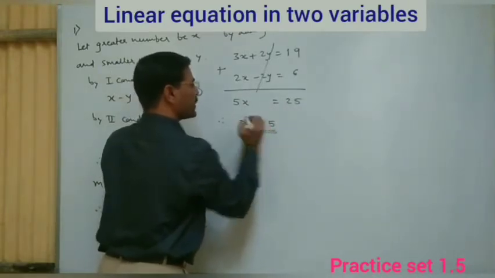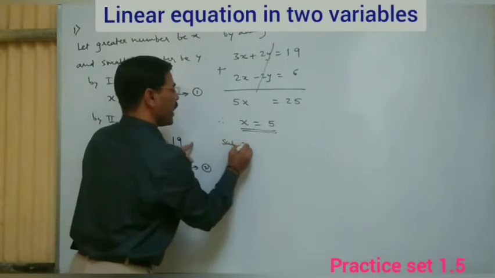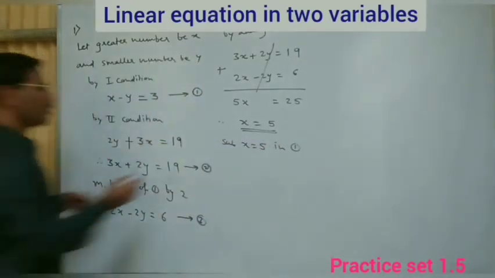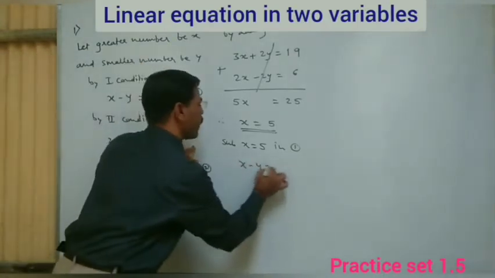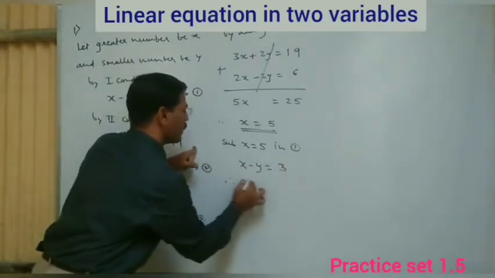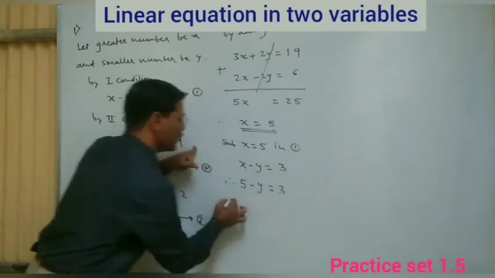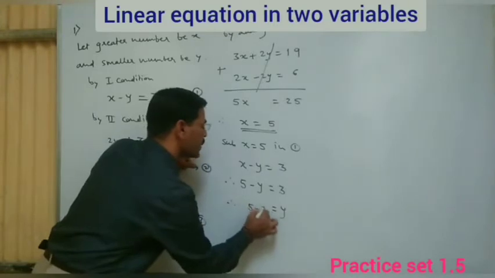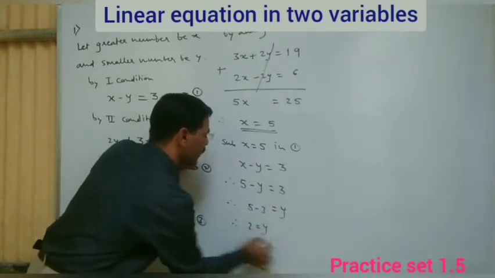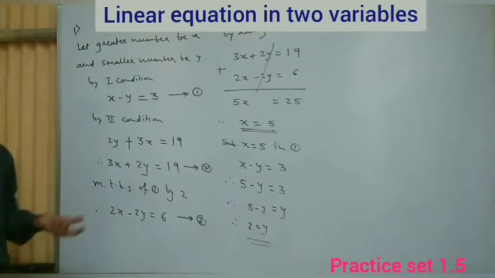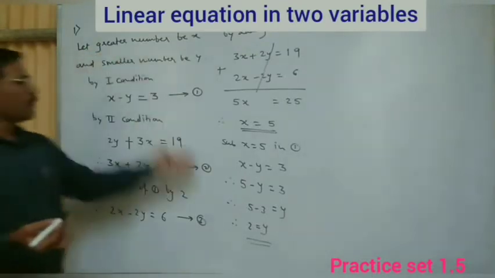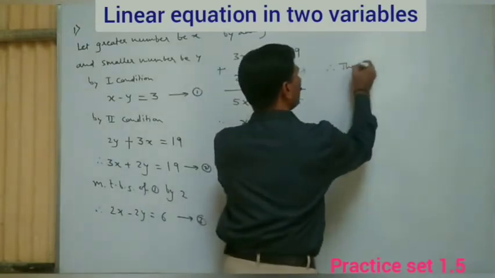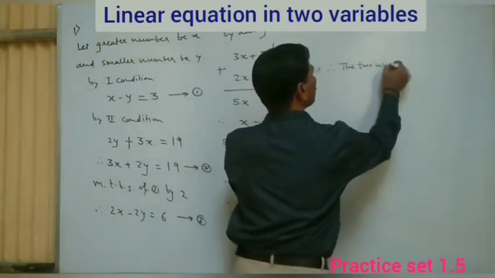Okay. Now after getting this 5, substitute x equal to 5 in 1, which is very easy. So put here x minus y equal to 3. Put here 5 minus y equal to 3. So we'll take minus y to that side, 3 comes this side. Here it is 2. Like this we find x and y. What these are? The two numbers are 5 and 2. We can write directly.